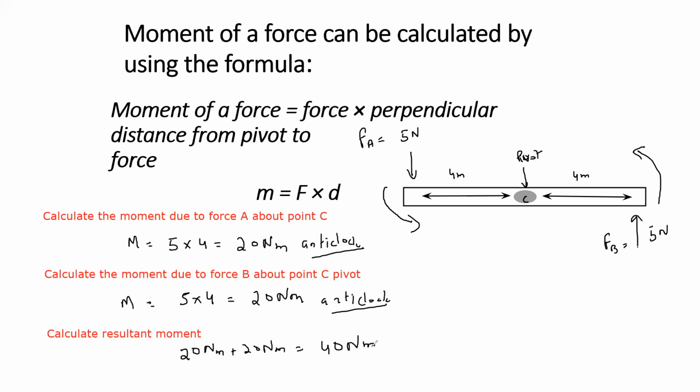The direction of the resultant will be the same as the direction of the highest value. But in this case, both are acting in the same direction. So the resultant will also be anti-clockwise.